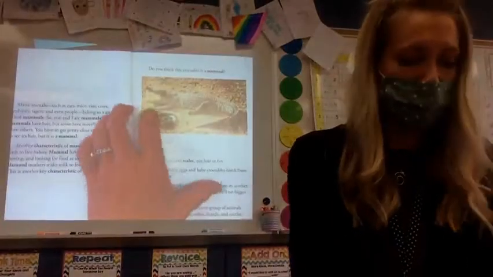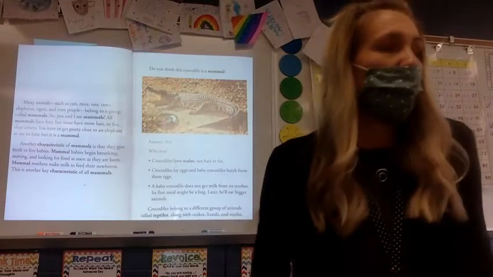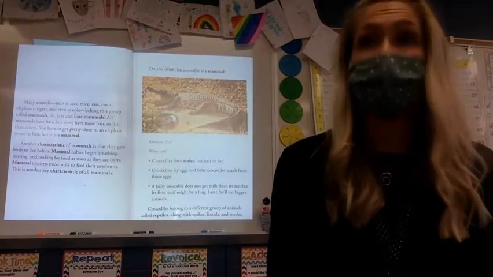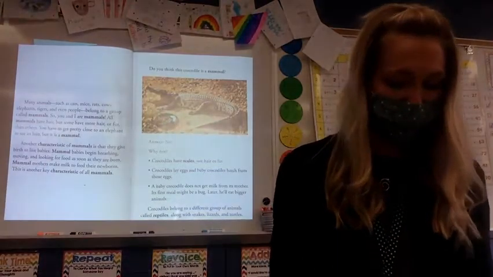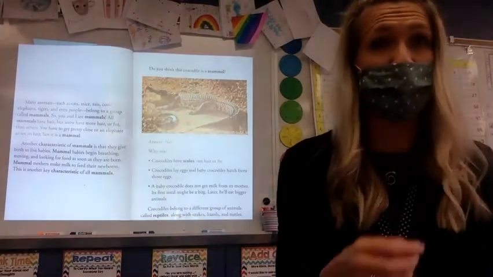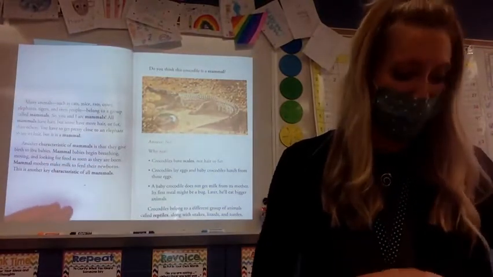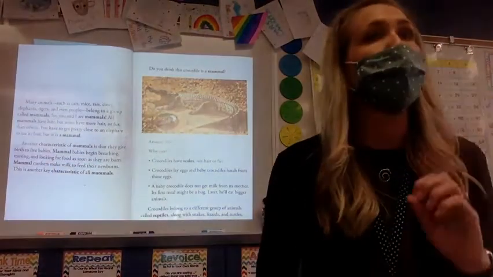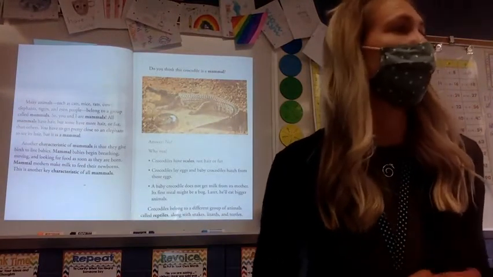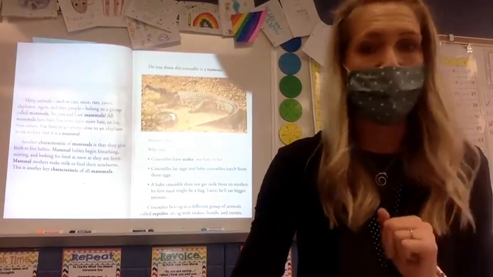Who do we see on the next page? Ooh, I hear both. This is a crocodile. Third graders, you are going to read page 28 to yourself. Are you going to read 28 and 29? No. You're going to read page 28. Only page 28 to yourself. And I want you to think, what are some characteristics of mammals? You're reading to find out what are some characteristics of mammals. Go ahead and read 28. I'll give you just a moment.